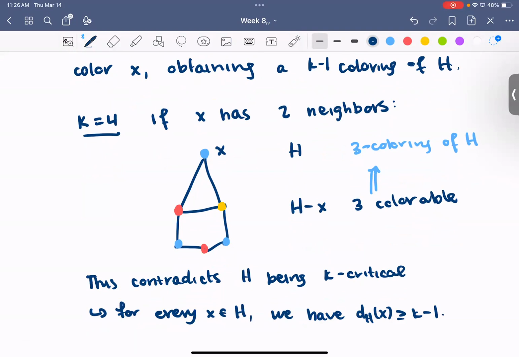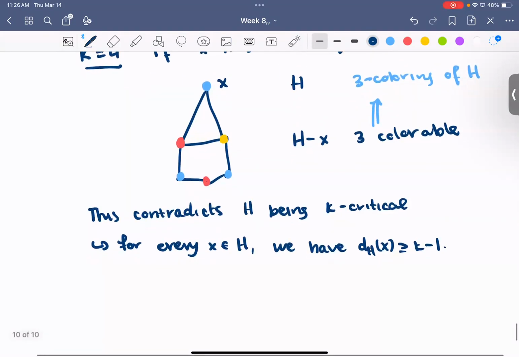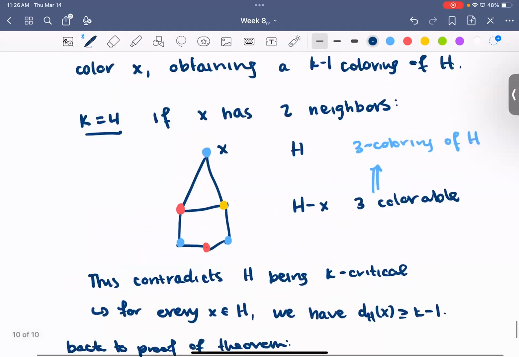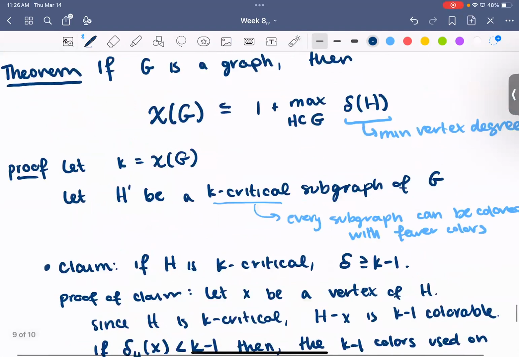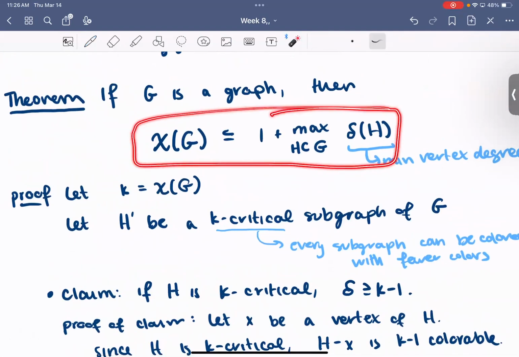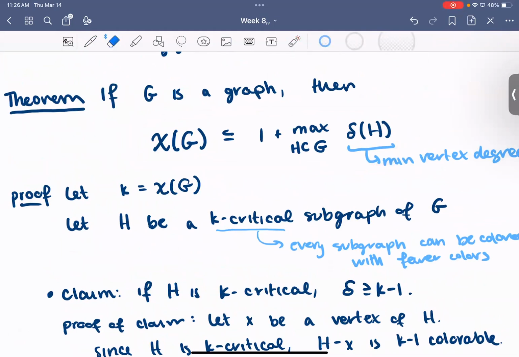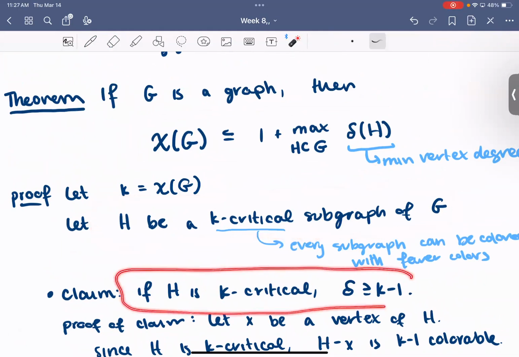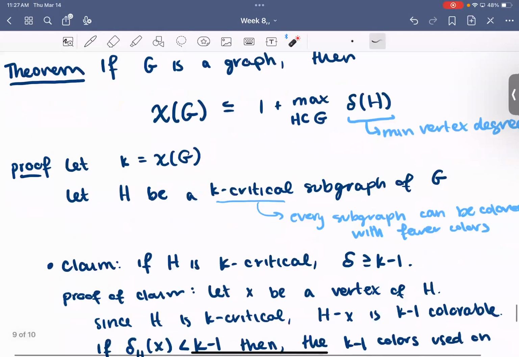Okay, so then going back to finishing proving the theorem. Let's recap a little bit because we've gone a little bit astray. So we want to prove this inequality. And I'm gonna let this just be H. We have a K critical subgraph of G, and we know something about its vertex degrees.